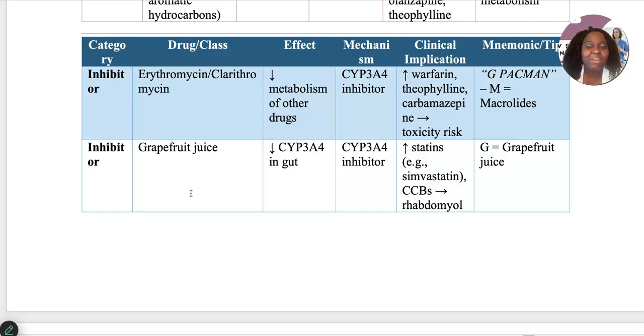So whenever you see this erythromycin question, grapefruit question, honestly, they are trying to draw your attention to: do you even recognize that we have an inhibitor in the house? And do you know how to actually titrate the medication? So now, when we combine erythromycin with warfarin, theophylline, carbamazepine, what do we see? Increased level of these drugs, and guess what that's going to lead to? It's going to lead to toxicity.